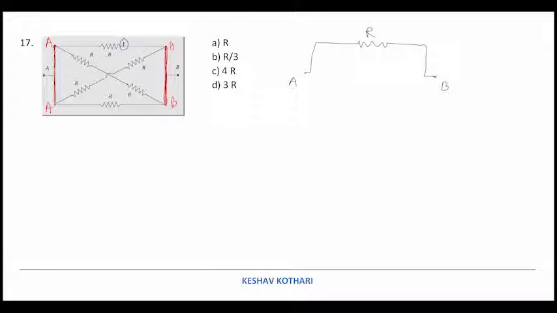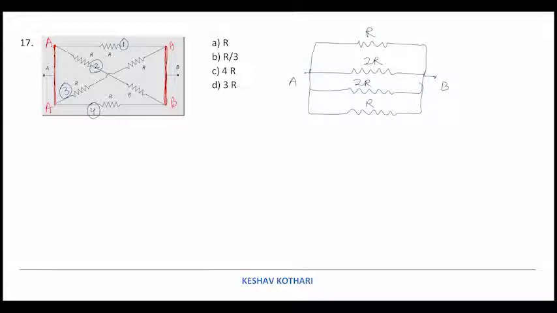The second network, which I consider as this one, is having two resistances. So we call it 2R. The value is equal to 2R. The third one, which is this diagonal, is again offering the same resistance 2R. And the lowest one is offering a resistance equal to R.